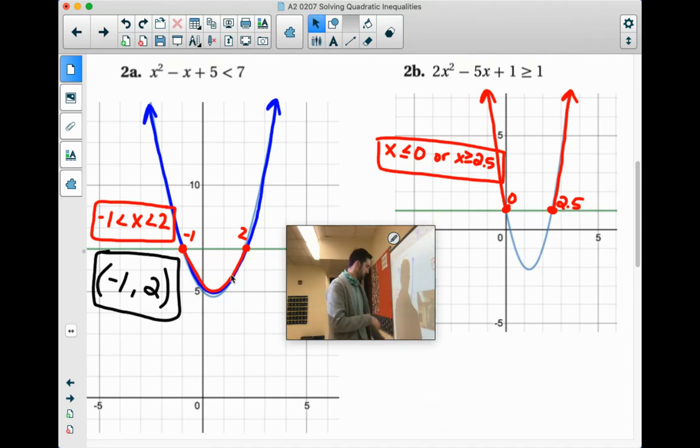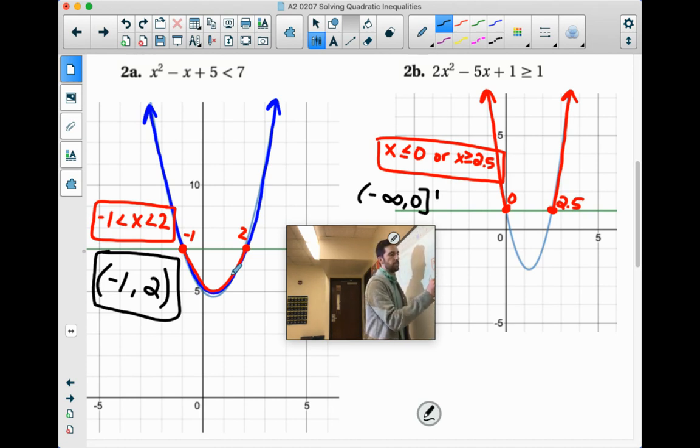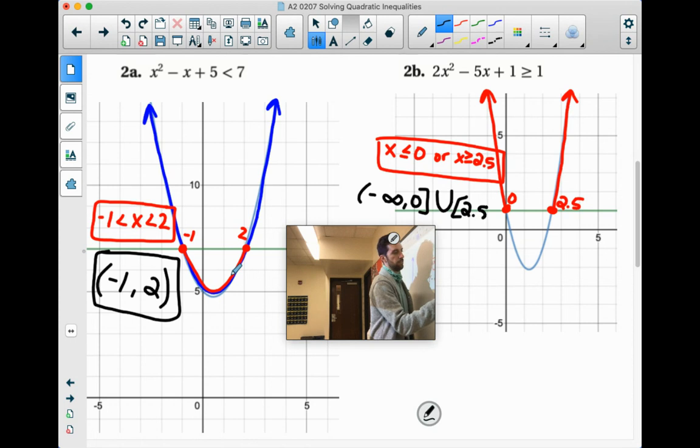As far as interval notation, for the less than or equal to 0, we could say that's -infinity to 0. And it's got the "or equal to," so we get the bracket. And don't forget the U-shaped thing, the union, which means also this other stuff, which is 2.5 to +infinity.